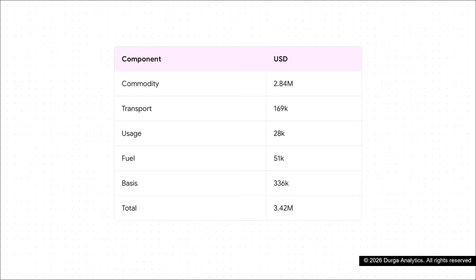Now contrast that with the U.S. Midwest. U.S. pipelines charge totally differently from European entry-exit systems. Over here, pipeline arithmetic relies on a firm reservation charge, a usage charge, fuel taken in kind, and locational basis. So your commodity is $3.55 at Henry Hub, but your actual delivered cost is $4.28.